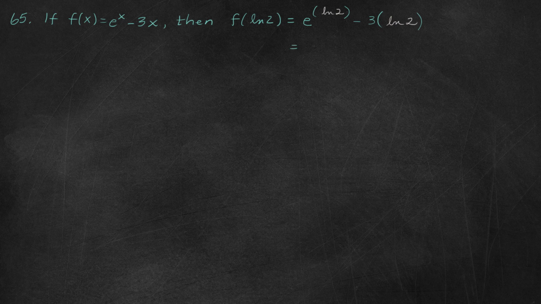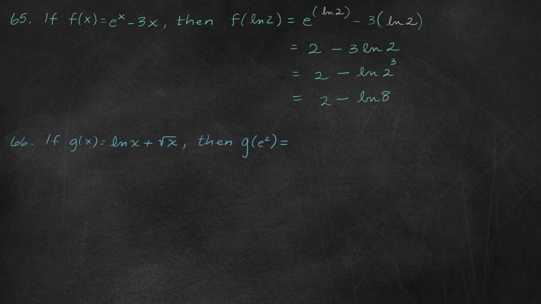e to the natural log of 2 is 2 minus 3 ln 2. When you're working with logarithms, oftentimes you will see your answers simplified so that there is no coefficient in front of the log. So we could rewrite this as 2 minus the natural log of 2 cubed, or 2 minus the natural log of 8.